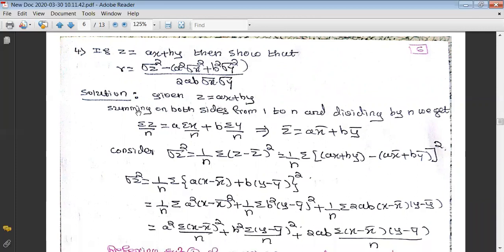And we know that we are given z equal to ax plus by. If you sum on both sides from 1 to n, and divide through by n, we get summation z by n equals a, a constant, summation x by n plus b, a constant, summation y by n. That implies z bar equals a into x bar plus b into y bar. Now let us consider sigma z square. By the definition, sigma z square is given by 1 by n into summation (z minus z bar) whole square, and that equals 1 upon n summation of (ax plus by minus z bar), where z bar is a x bar plus b y bar.